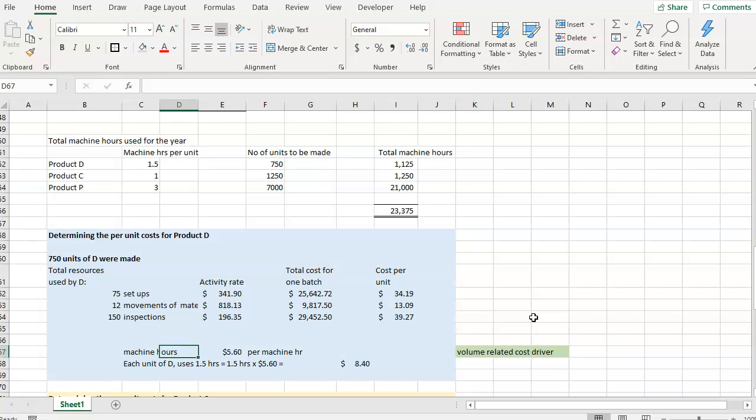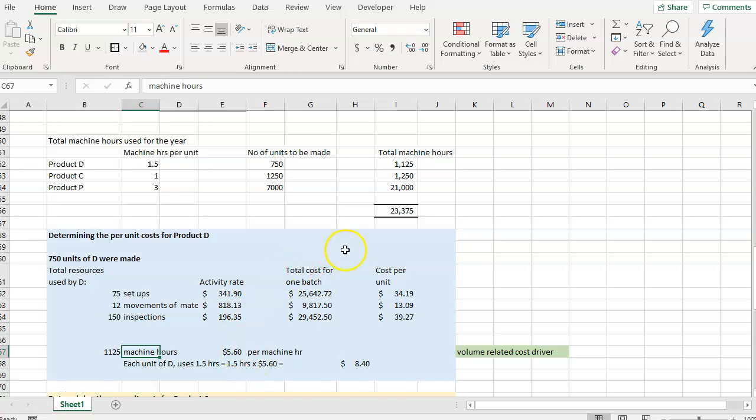Now, in the question, we had 1,125 machine hours that D used. So all the resources that D used involved setup times, movements, inspections, and machine hours. Now I want you to notice something. The way I did the calculation for these three cost pools is different from what I'm going to do now.